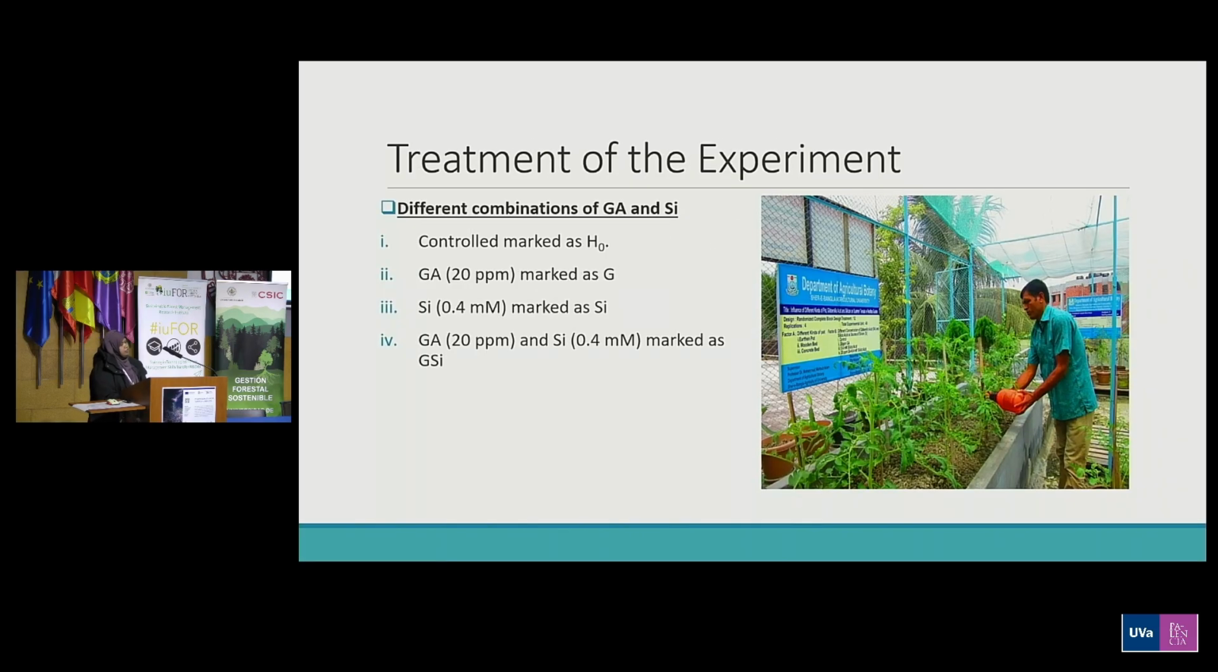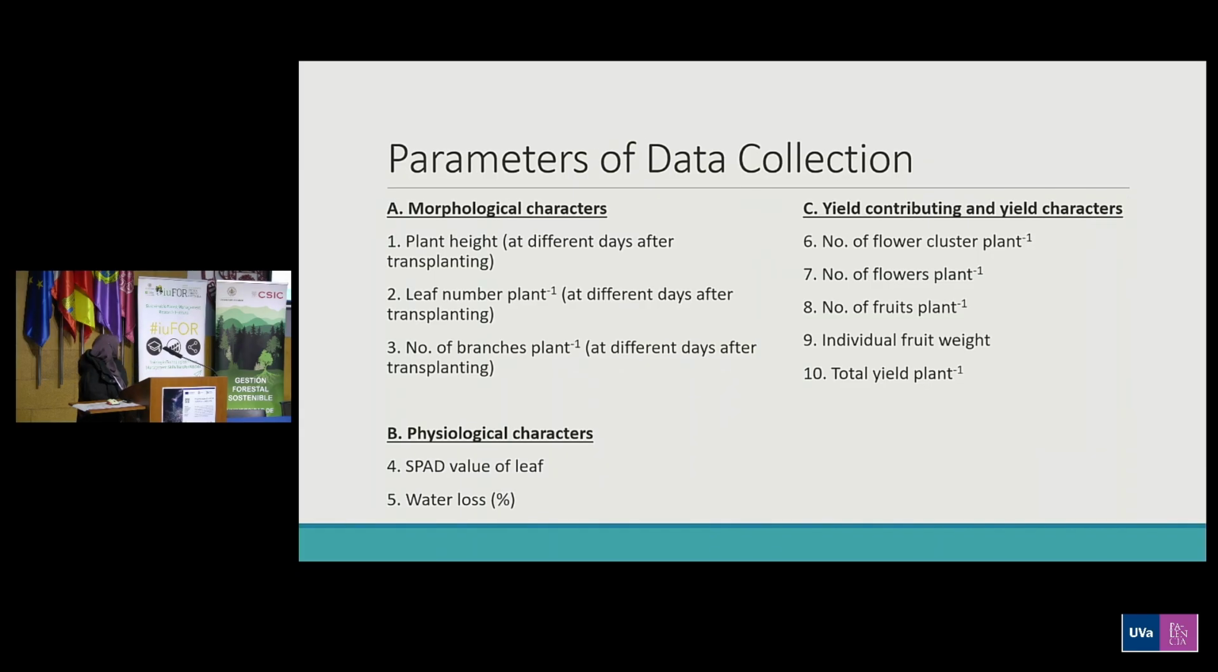The different combinations of treatment that I used were, first of all, the control condition, and then 20 parts per million gibberellic acid. Another one was 0.4 millimolar silicon application, and the fourth one was combined application of gibberellic acid and silicon. These are some of the parameters that I considered during my research, and I have included some morphological, some physiological, and some yield contributing and yield characters.